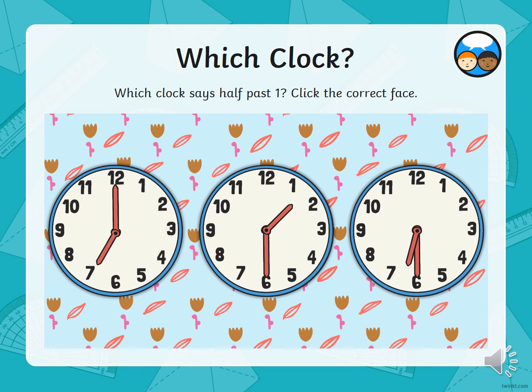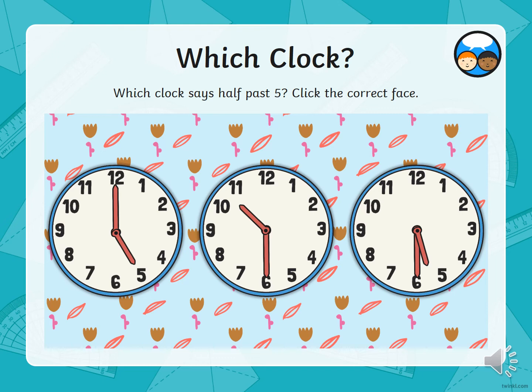Which clock says 1:30? Is it the clock that points at 7 o'clock? No, it's not the first one. Let's look at the second clock. The big minute hand points at the 6, which means it's 1/2 that hour. But let's see where the small hour hand points. It points between the 1 and the 2, halfway in between both those numbers. Does that mean it's 1:30? It does. Let's click on the middle clock. Well done.